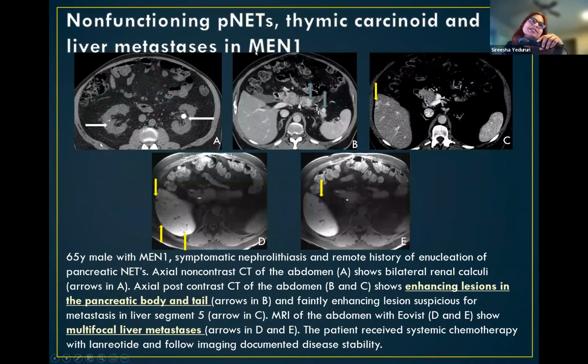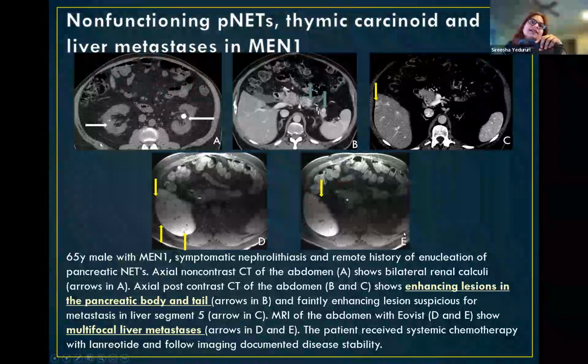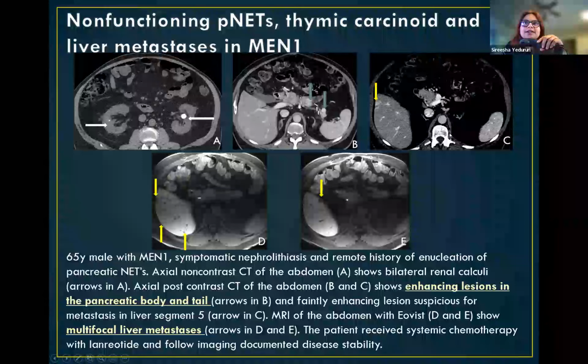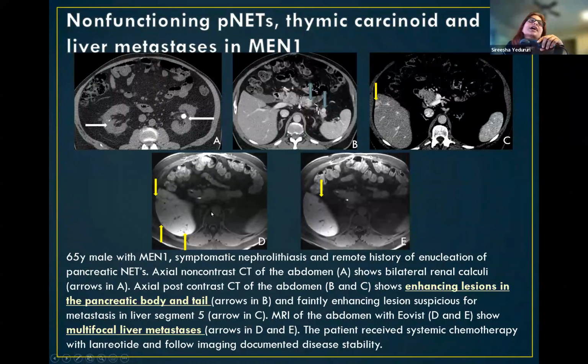Another patient, another non-functioning pancreatic neuroendocrine tumor. This patient has thymic carcinoid and liver metastasis. He's a 65-year-old male patient. He had symptomatic nephrolithiasis and a remote history of enucleation of pancreatic neuroendocrine tumors. He has bilateral renal calculi and enhancing lesions in the pancreatic tail, you can see all these lesions, and very subtle liver lesions. These were all liver metastasis. So he received systemic chemotherapy.